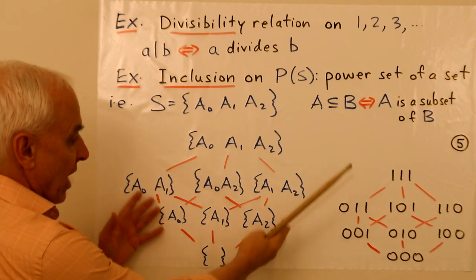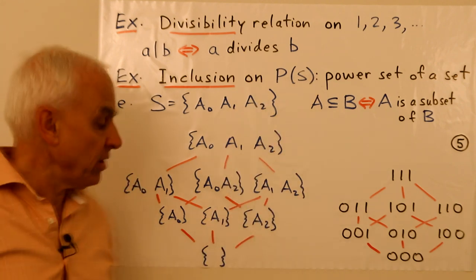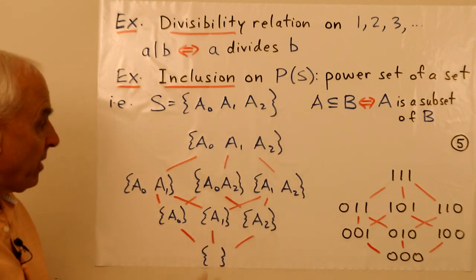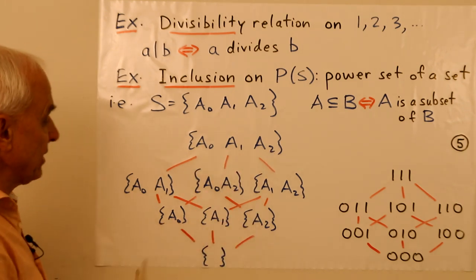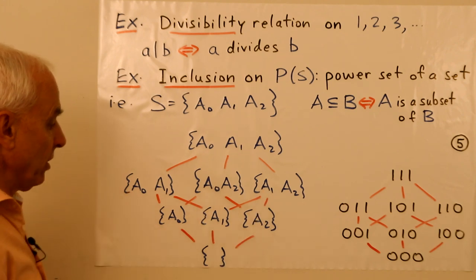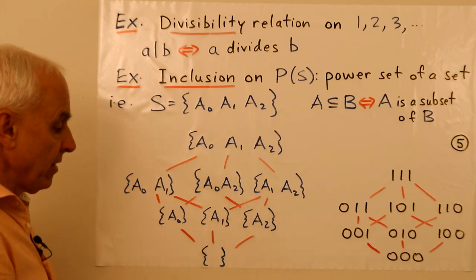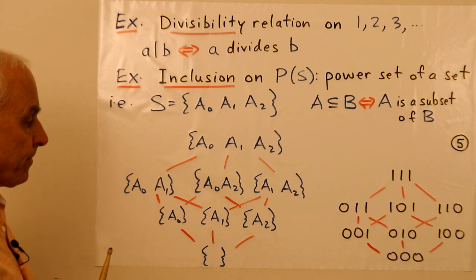And then here is the diagram that represents that relation, with the empty set at the bottom, the total set at the top, and over here we see the three singleton sets and the three sets with two elements. And these bonds represent when we have inclusions.